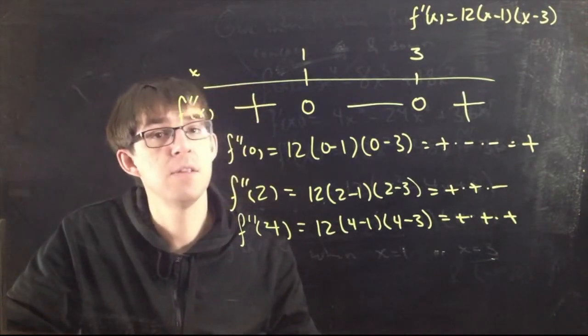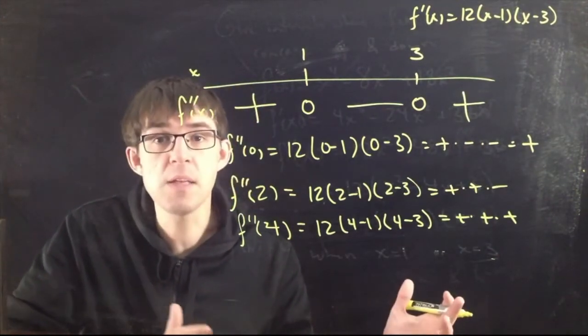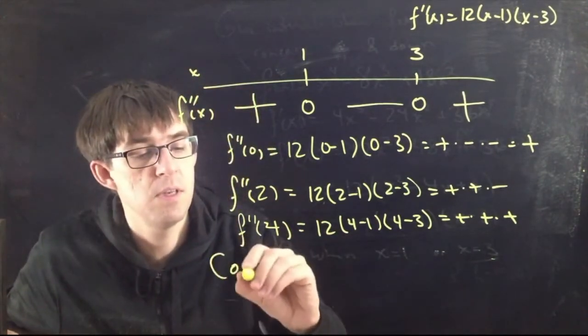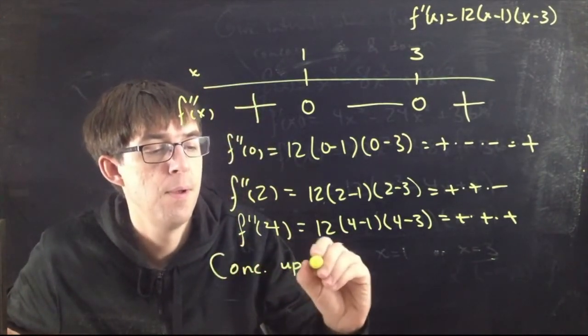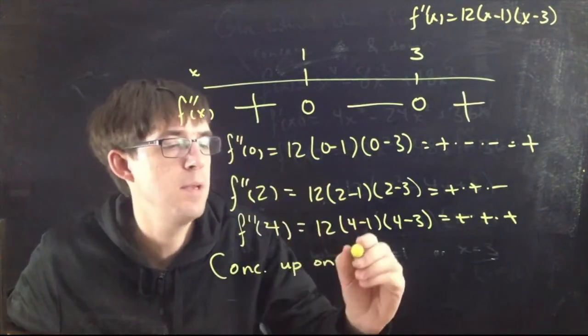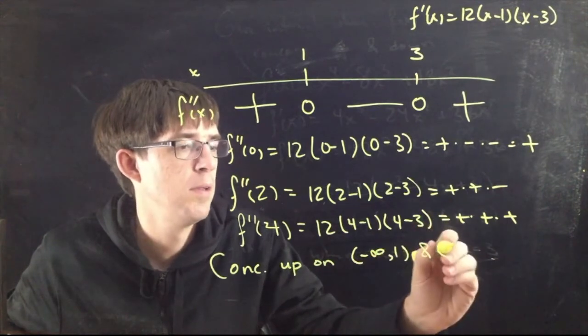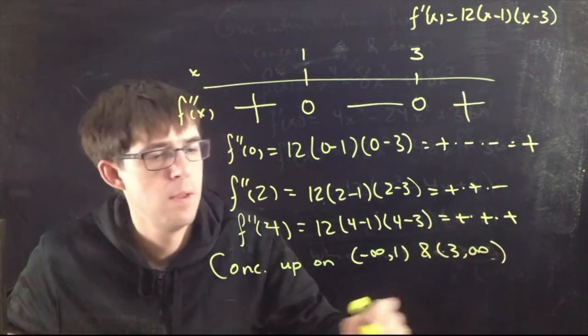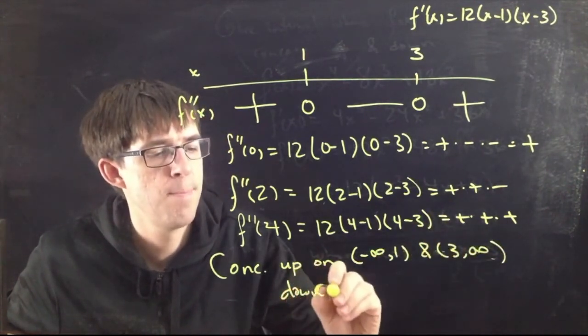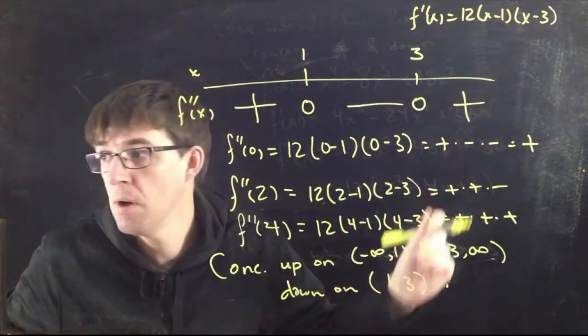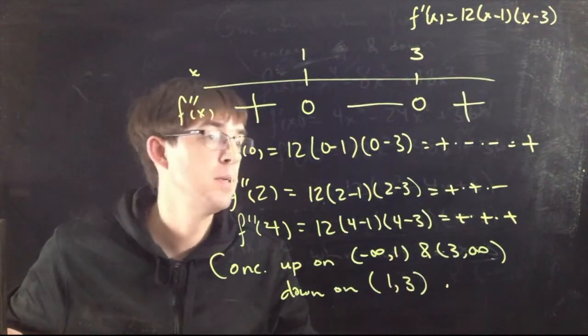Positive, negative, positive. So I think we can say the answer. Remember the question was, give me intervals where it's concave up and concave down. So I'm going to say it is concave up on the intervals where it's positive. That would be minus infinity to 1 and 3 to infinity. And it's concave down on the one in the middle, interval 1 to 3. All right, excellent.